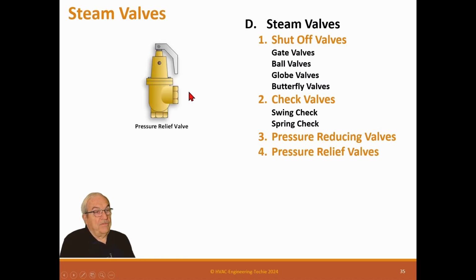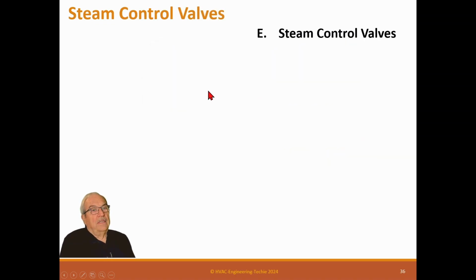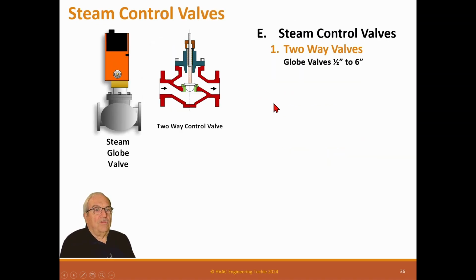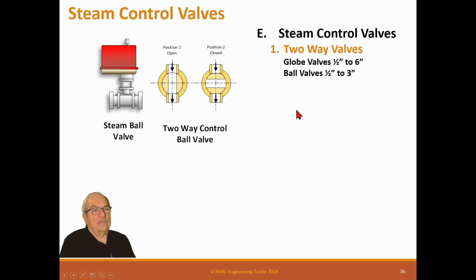We have pressure relief valves, which are designed to pop off at certain pressures. Steam control valves. Now, steam control valves are normally globe, 1/2 inch to 6 inch. And this doesn't show very well, but steam valves should always have a temperature extension to keep the actuator away from the heat of the steam valve. So normally these have a 2 or 3 inch lift on them to keep away. This is a globe valve.